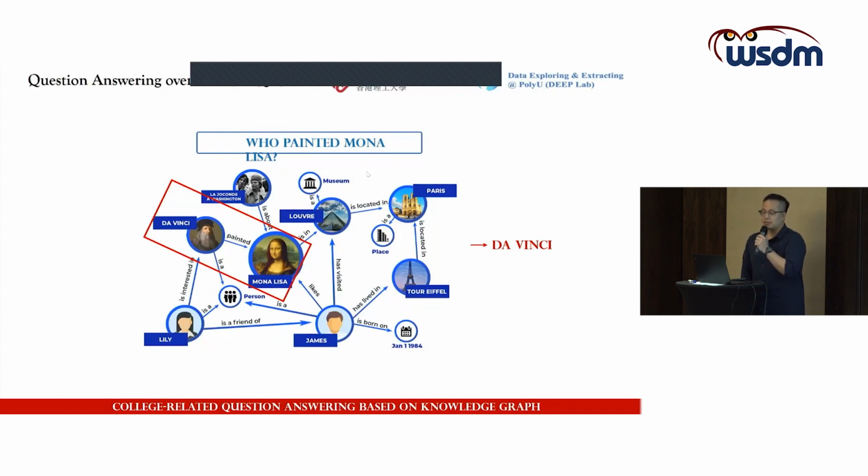A simple example here is: who painted Mona Lisa? By using this knowledge graph, we can straightforwardly get the answer. Da Vinci painted Mona Lisa, and derive the answer of Da Vinci.